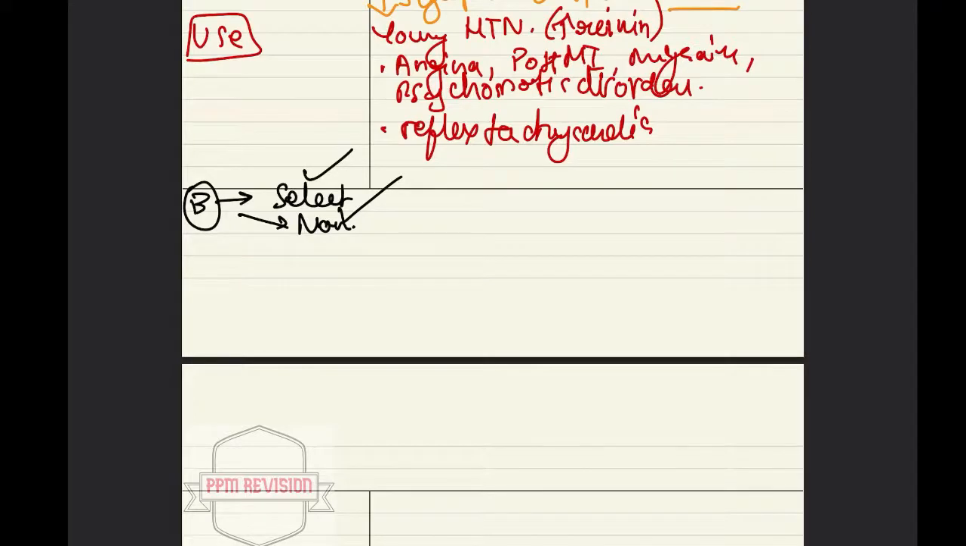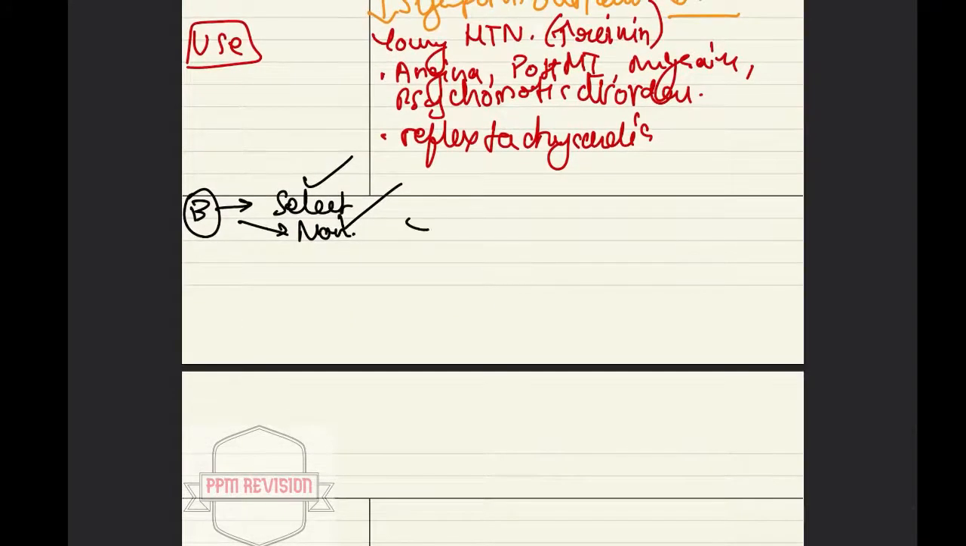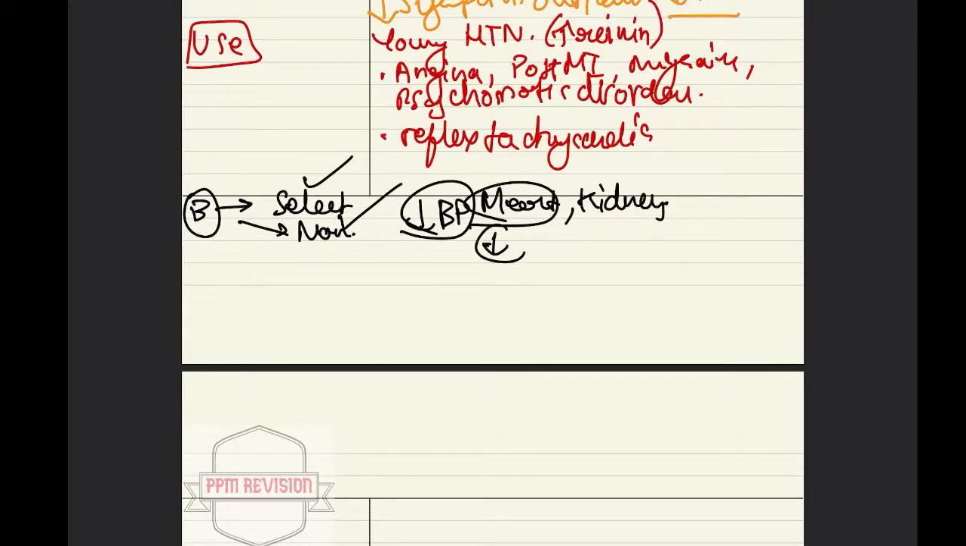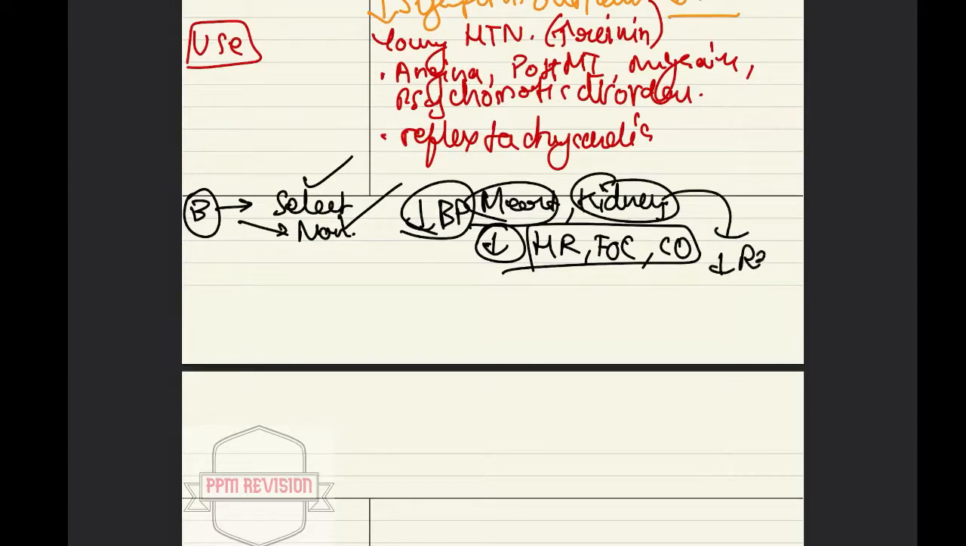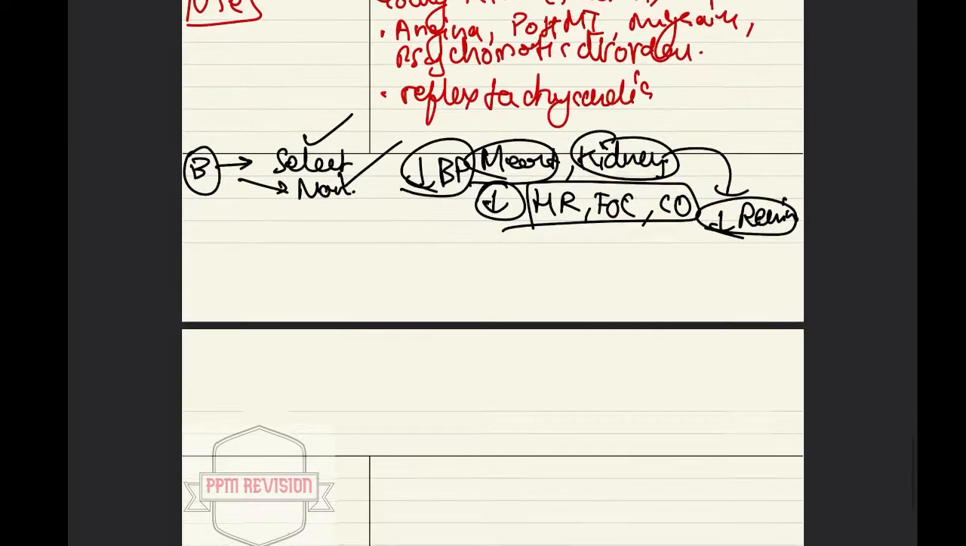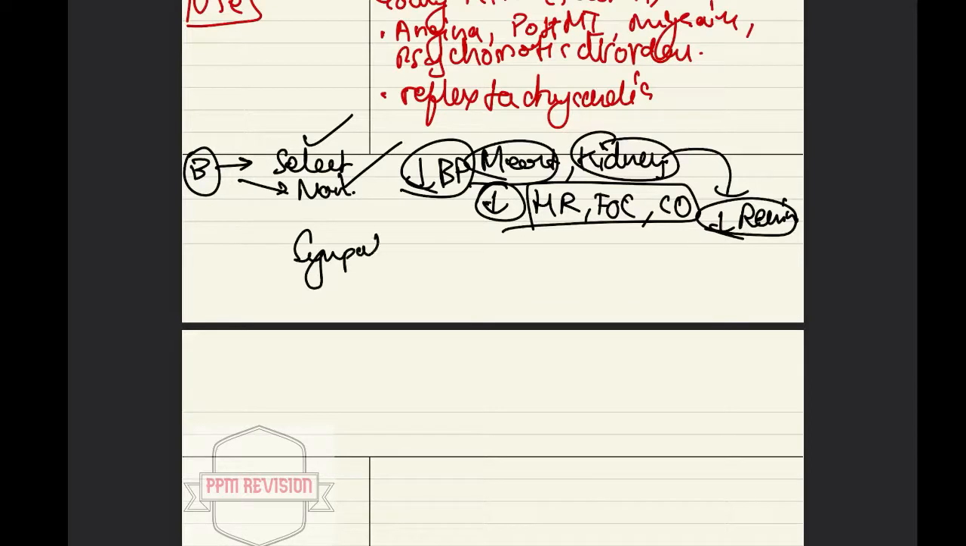Looking at the main mechanism of action, it causes decreased BP, and this is by action on the heart as well as the kidney. Here the heart rate, force of contraction, and cardiac output are all lowered, so there is a decrease in BP. In the kidney, there is a decrease in renin, and because of this there is also a decrease in the blood pressure. And looking at the sympathetic flow also, there is a decrease in the BP, that is nothing but the blood pressure.